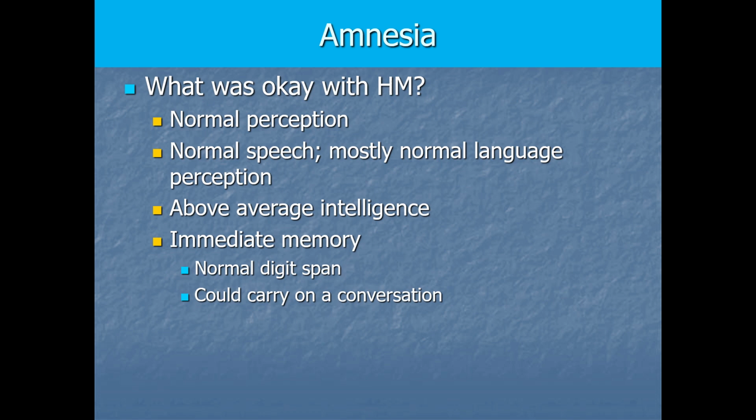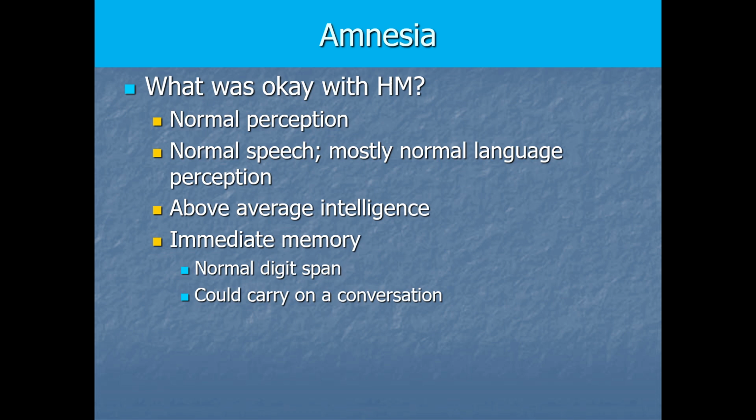And his immediate memory, in other words, his working memory, was intact. He had a normal digit span, so he could repeat back a handful of random numbers he had just seen or heard, and he could carry on a conversation. He could keep track of the information briefly while it was still in his mind. So, as I mentioned before, we've got evidence that working memory and long-term memory are truly distinct systems.